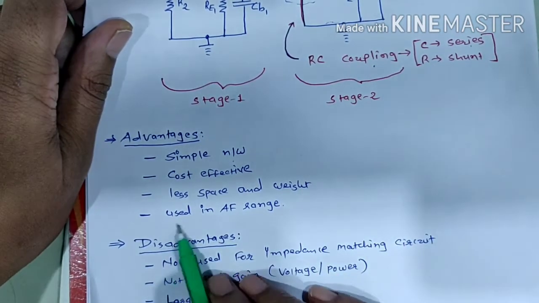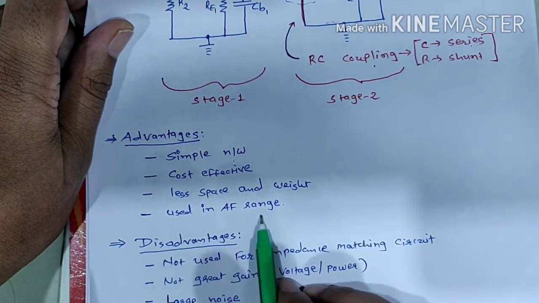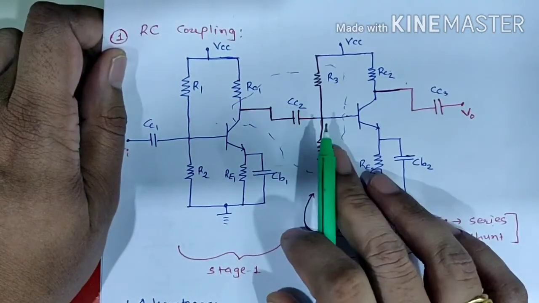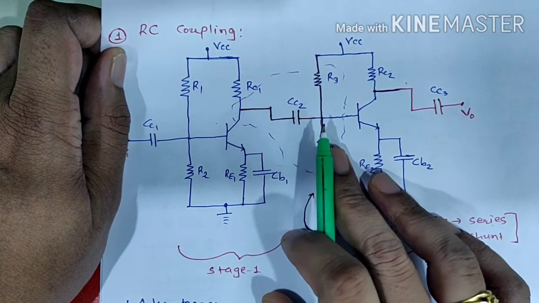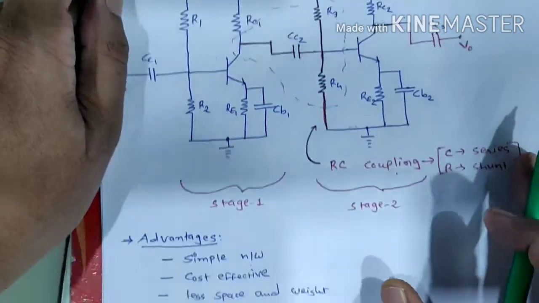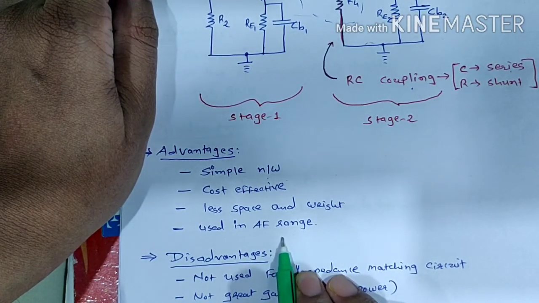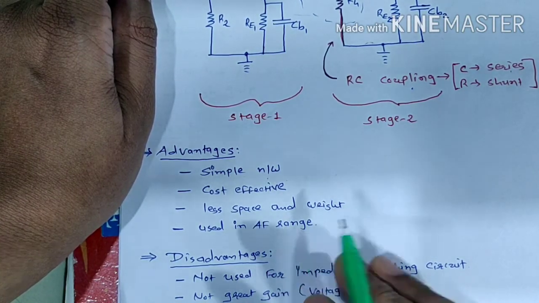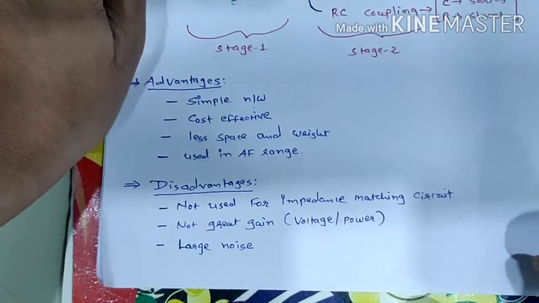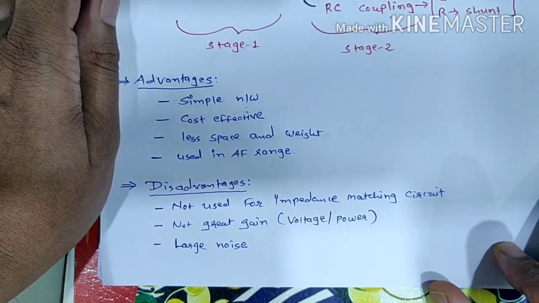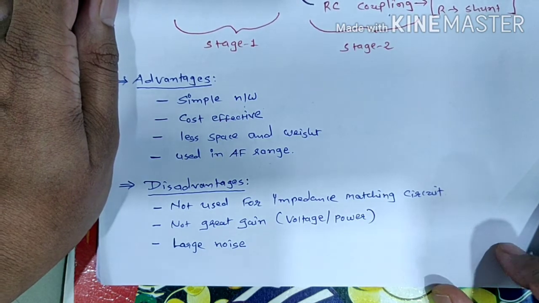Okay, it is used in the audio frequency range. Mostly the RC coupling of multiple stages of amplifier is used in audio frequency amplifiers. So let us discuss the main disadvantages of this particular coupling technique.